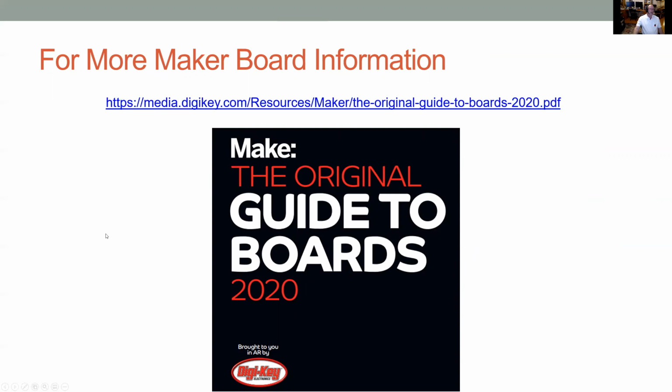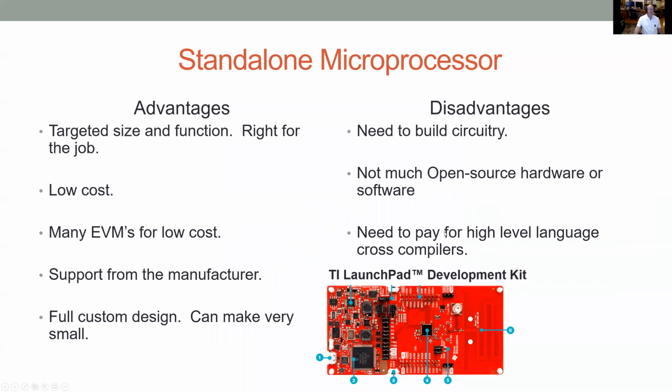One good guide, just a general guide to different boards. This includes the Raspberry Pis, Arduinos, and many other systems, is the DigiKey Guide to Boards. This is a really good reference if you're just looking at what's out there, but I'll give you a little snippet of some of the types of systems and the advantages and disadvantages.